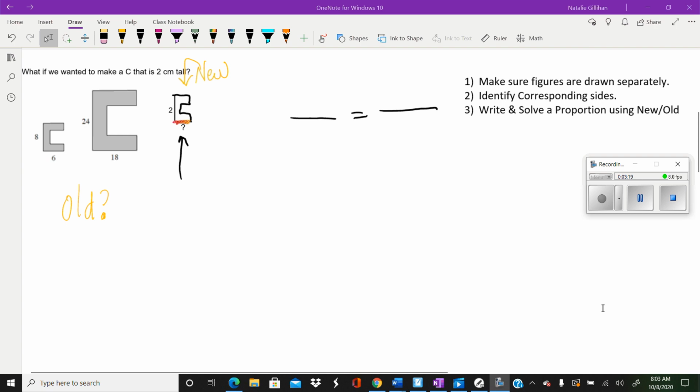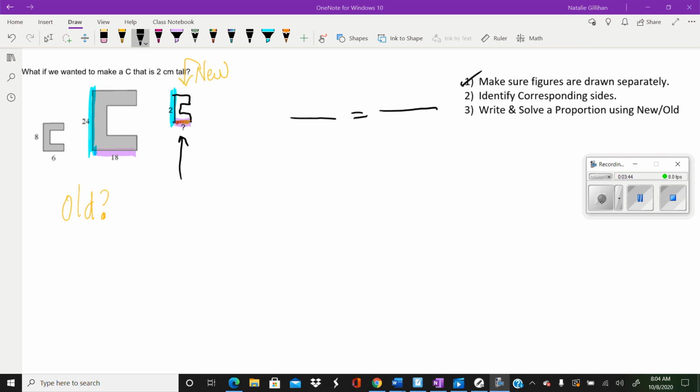Step 1 is to make sure that the figures are drawn separately. Now, that implies that sometimes the figures are drawn together. In this case, the figures are drawn separately. So that is basically a step we can say, check, done. They have already been drawn separately. Okay? Step 2 is to identify corresponding sides. And I'm going to use a highlighter in order to show that to make it easier for us to identify.